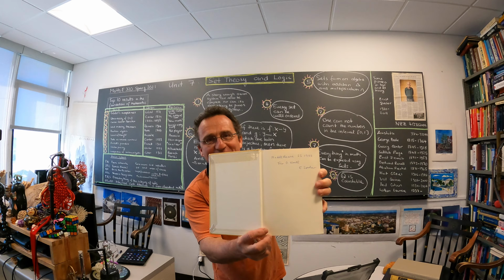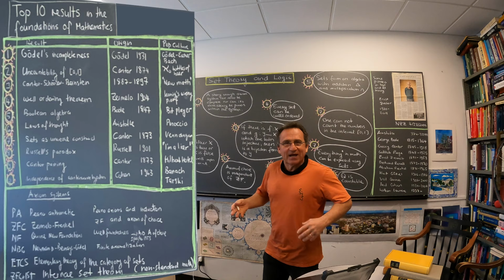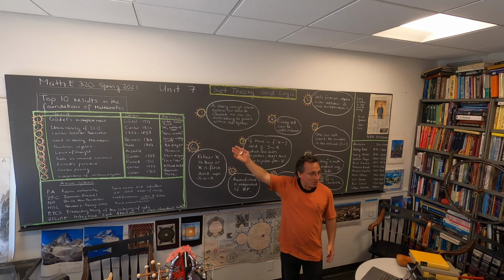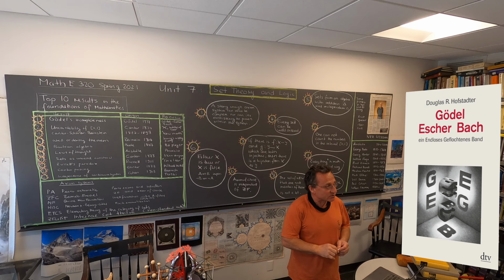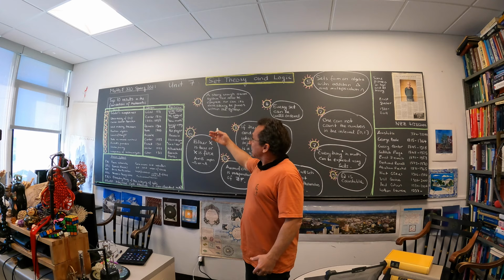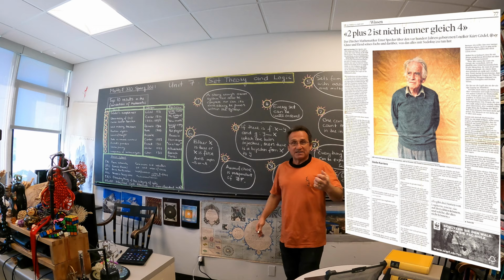So for the preparation of this lecture, I tried to make a list of the top 10 results in logic or set theory. Definitely the most important one is Gödel's incompleteness theorem. It's very accessible. I put it at the top also because already as a high school student, I could read about it in Hofstadter's book Gödel, Escher, Bach. And it was everywhere. It was in the newspapers, like the Swiss newspaper NZZ, which has often had articles about this.